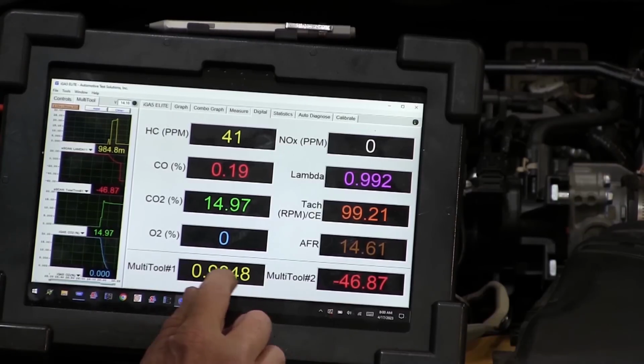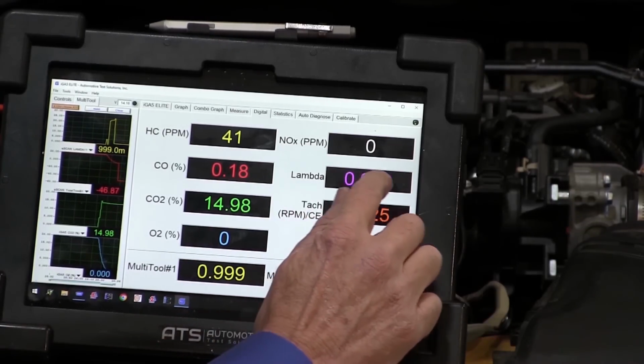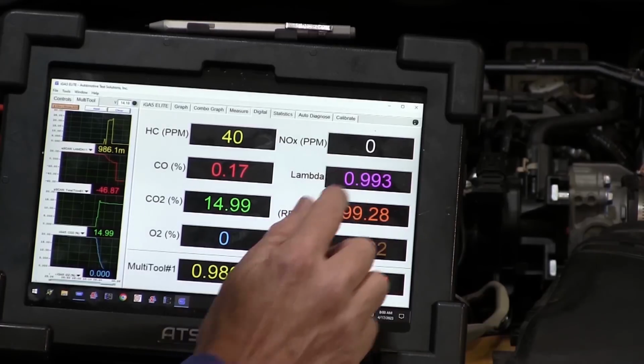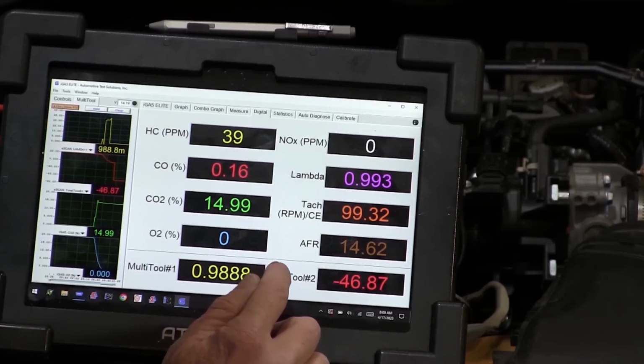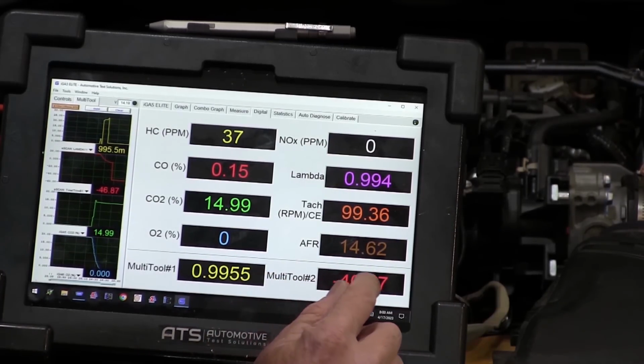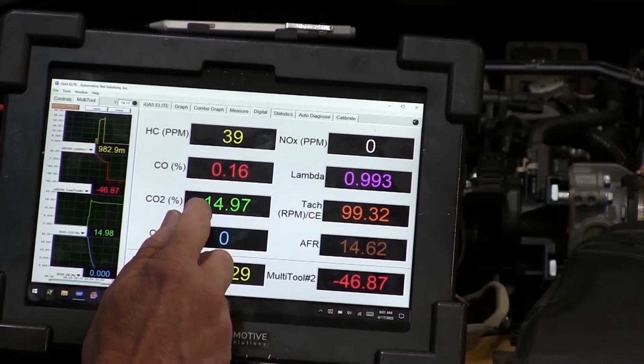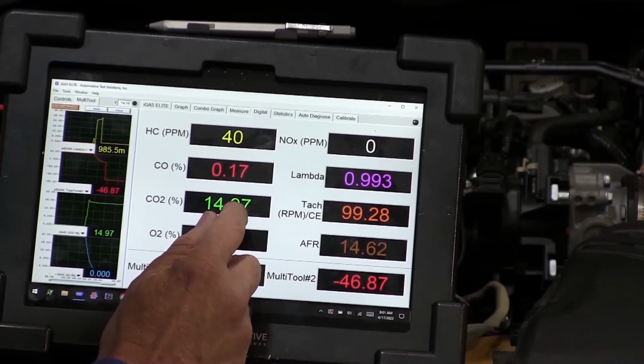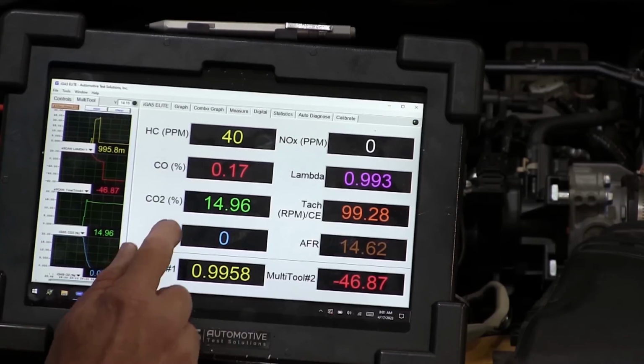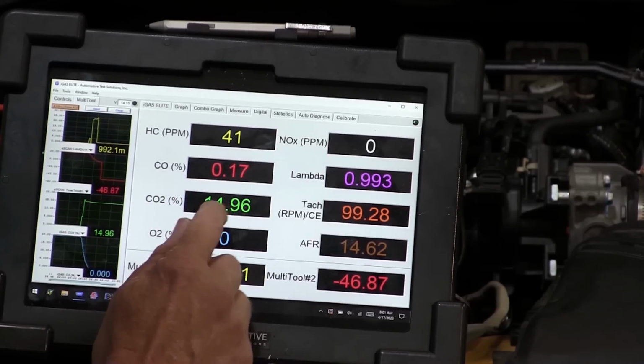So this is Lambda from the scan tool, and this is Lambda from the tailpipe. Notice how those two match. That's the most important thing here. And I've got -46. Now we've got a pretty good burn. We've got 14.97% CO2 right here. That tells me I'm converting the gas well.